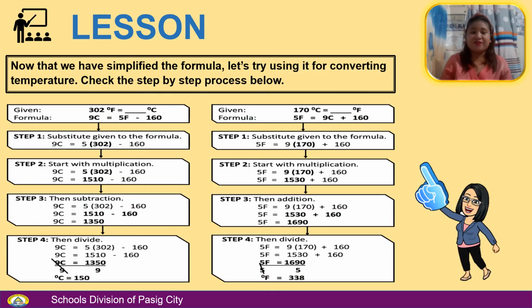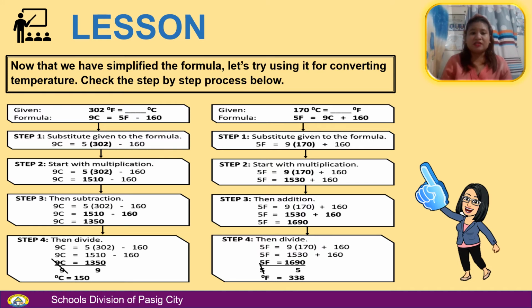Now that we have simplified the formula, let's try using it for converting temperature. Check the step-by-step process below. Given 302 degrees Fahrenheit equals blank degrees Celsius. The formula will be 9C equals 5F minus 160.